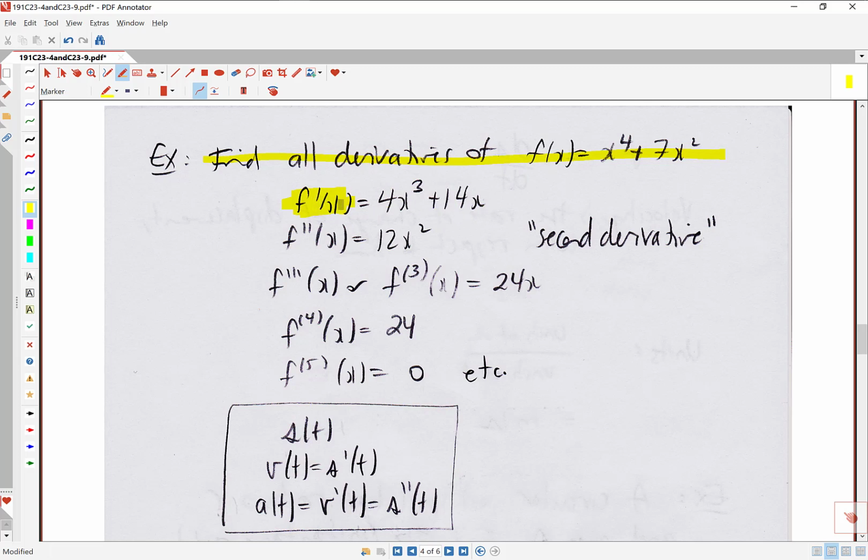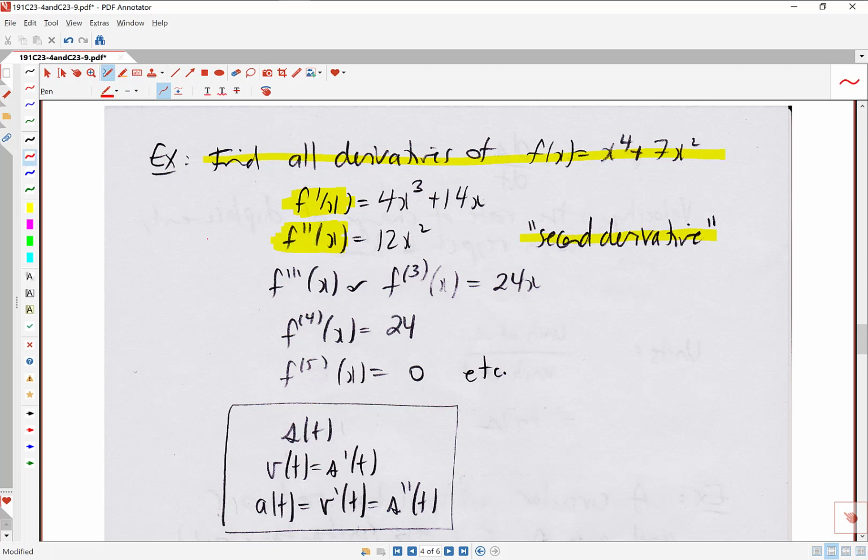Okay, now if we want to take the derivative of that, we're going to add a second prime symbol on there. So notice we're adding that second apostrophe, and we just call that f double prime. So f double prime of x, take the derivative of the previous function, it would be 12x squared. In words, you can call this the second derivative. So you can either say the second derivative or you can say f double prime.